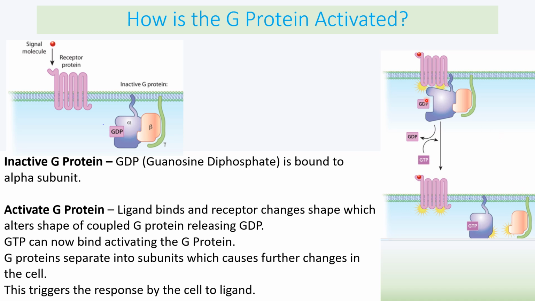So the key thing here is when it's not being activated, the G protein and its three alpha, beta, and gamma subunits are stuck together with GDP. The GDP is released when the ligand attaches to the receptor protein. That then allows GTP to attach to the alpha unit, and the alpha unit then separates from its other subunits, and that triggers the further changes in the cell.